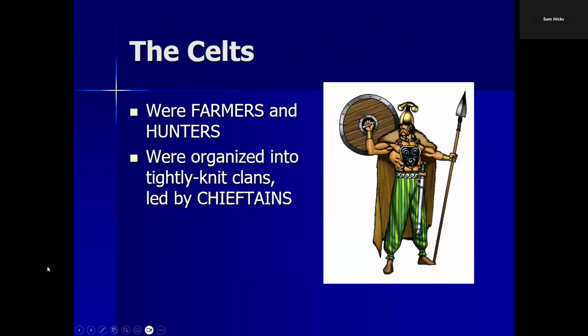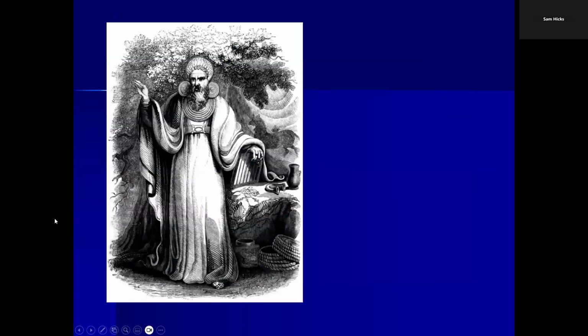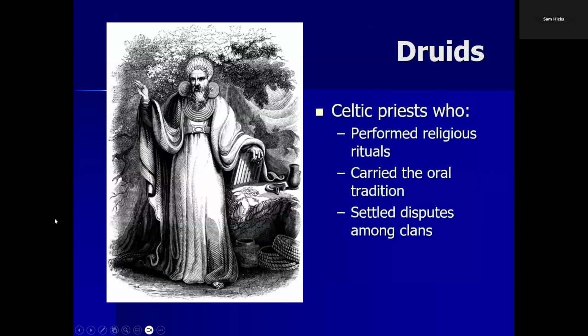So what kind of people were the Celts? Well, they were just your average people. They were farmers and they were hunters. They lived in small communities. Each community had a leader called a chieftain. They also had their own priests. The priests are called druids. And the priests would perform religious rituals. They carried the oral tradition, and they settled disputes among the clans.